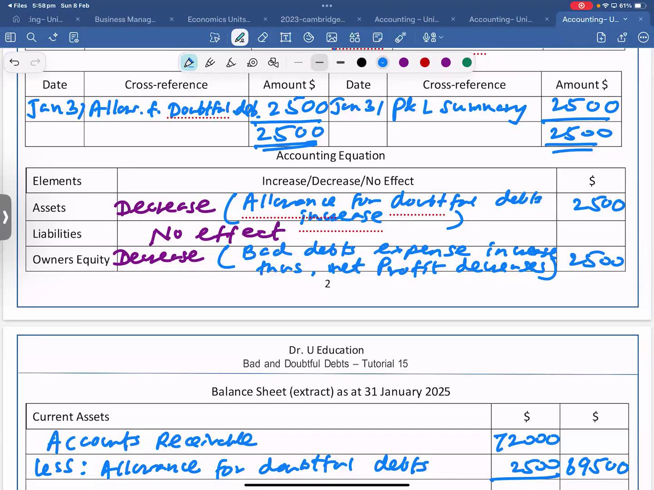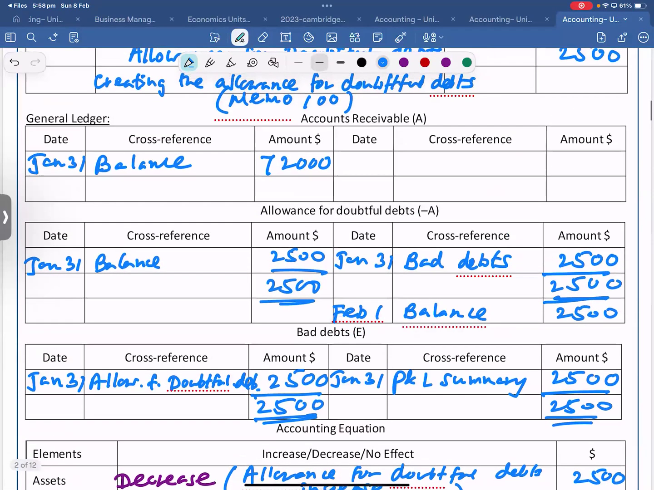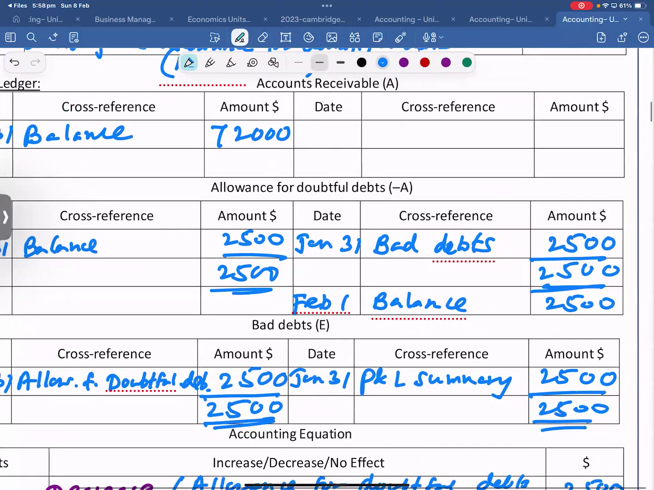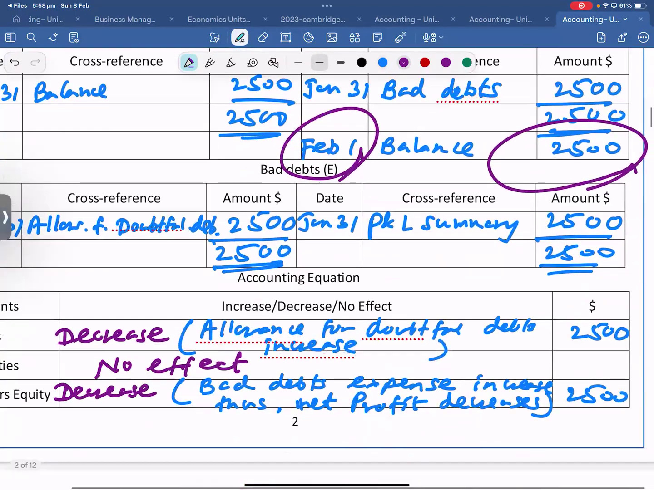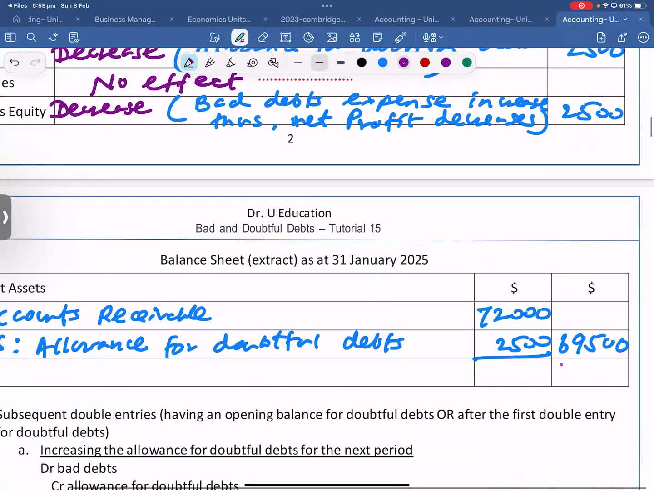Okay. Now, I want to explain one thing to you. It is this balance. You have to understand it very well. What does this balance mean as of February 1st? We already have 2,500 set aside. For what? Potential future bad debts. Very good. Wonderful. And the same goes for this one as well.